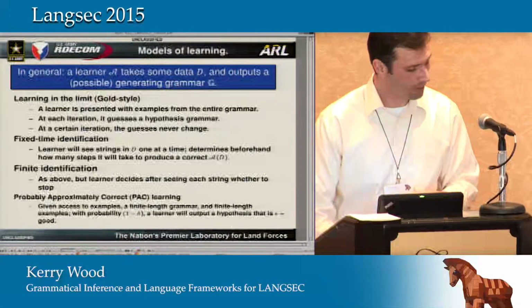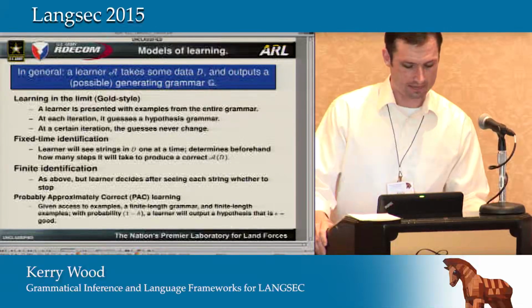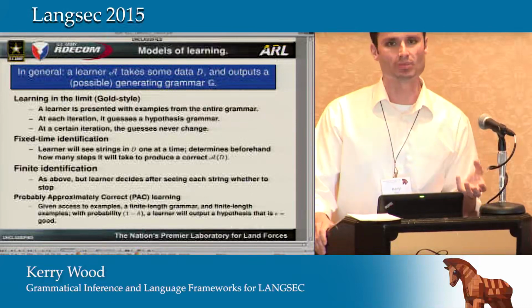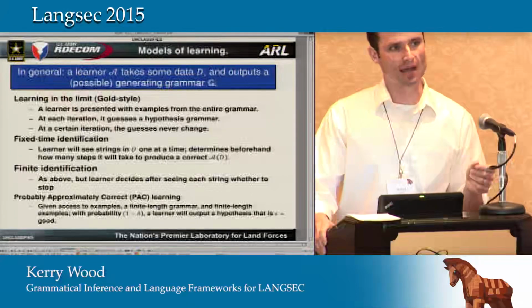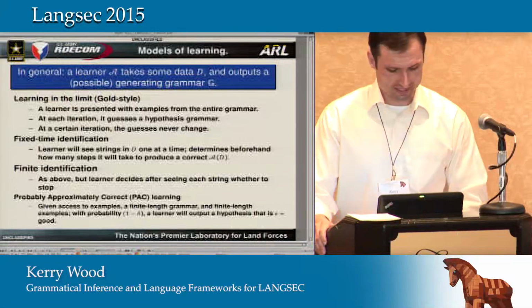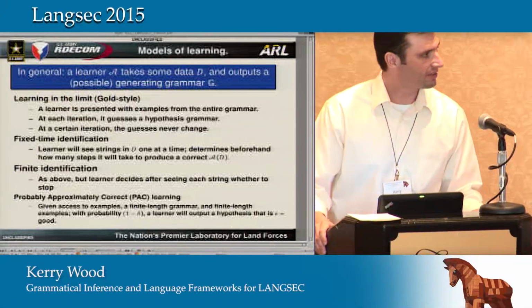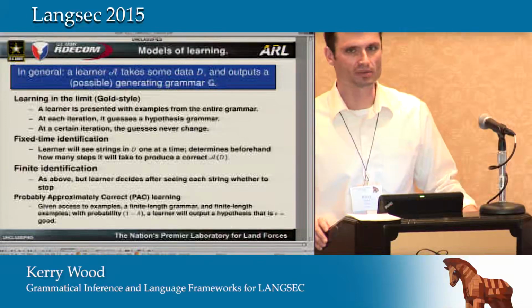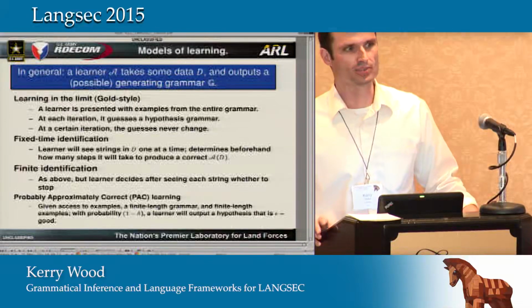Down here, probably approximately correct. Given access to examples, you basically output a guess with a certain accuracy bound, and you can tweak these bounds to decide how much data you need and how sure you want to be about your answer. This tends to be where most people want to play these days, and I think it's probably the most interesting. Unfortunately, the results in terms of learning don't get appreciably better.